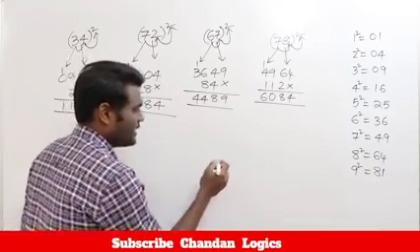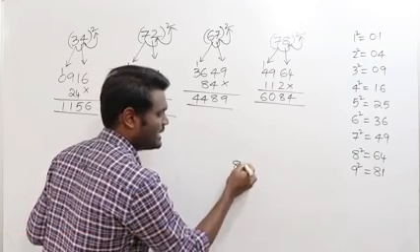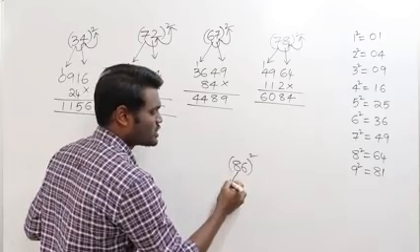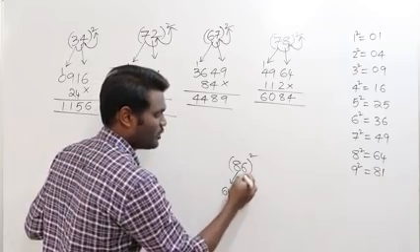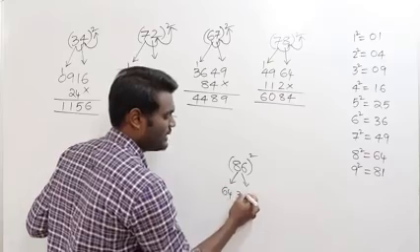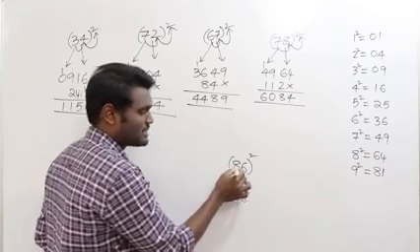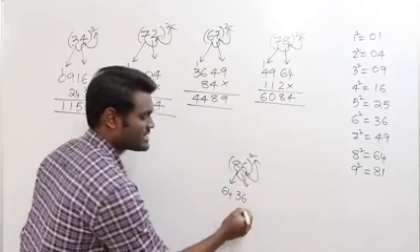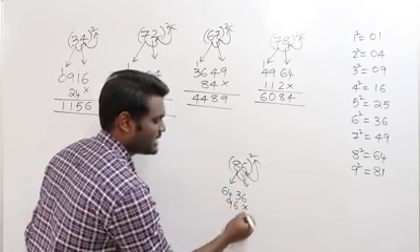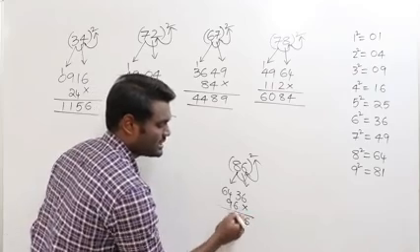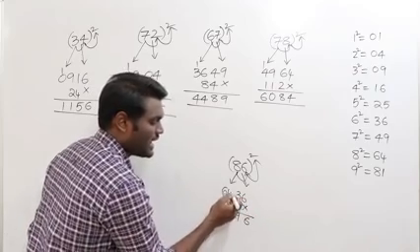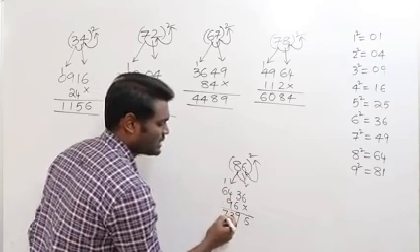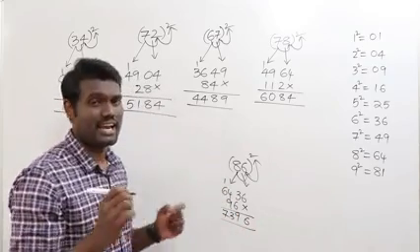Let us take 86 square. Same procedure. 8 square will be 64. 6 square will be 36. Next, multiply the numbers. 8 into 6, 48. 48 into 2, 96. Leave units place and write 96. Okay, now add the numbers. 6. 3 plus 6, 9. 9 plus 4, 13. 1 carry and this will be 3. 6 plus 1, 7. So this will be 7396.